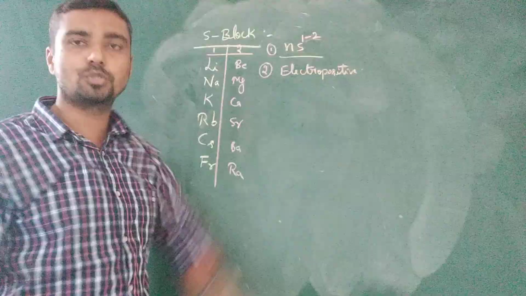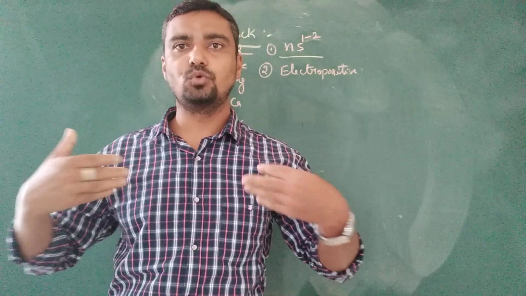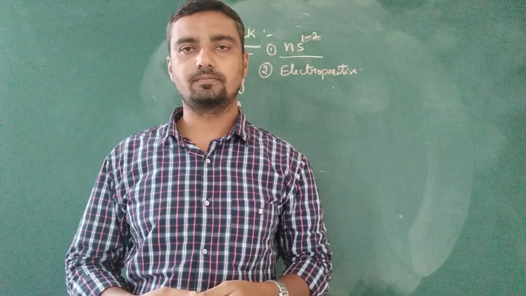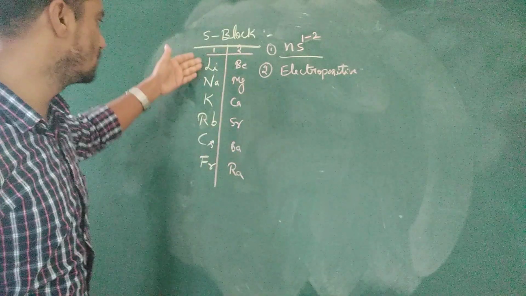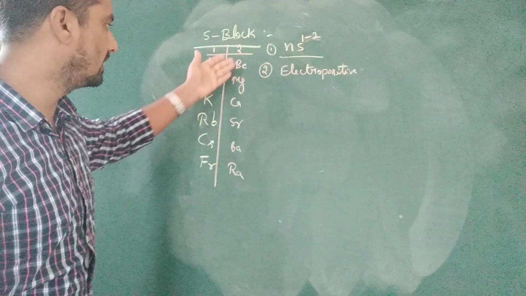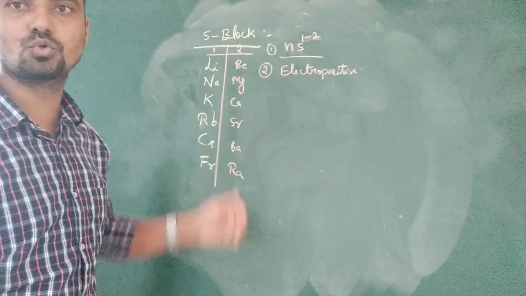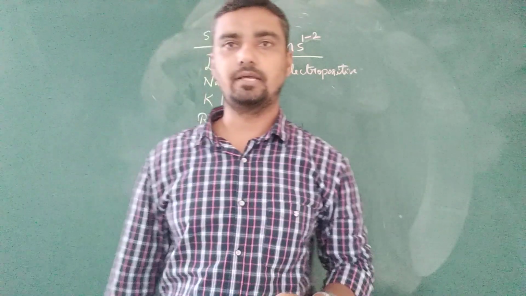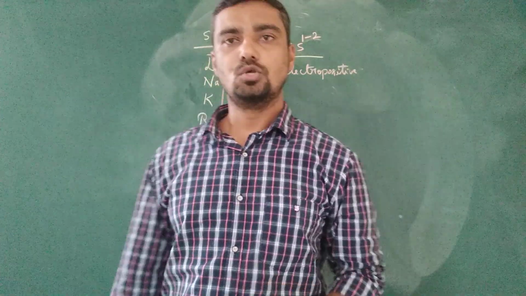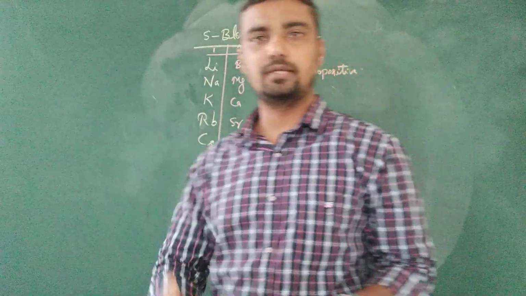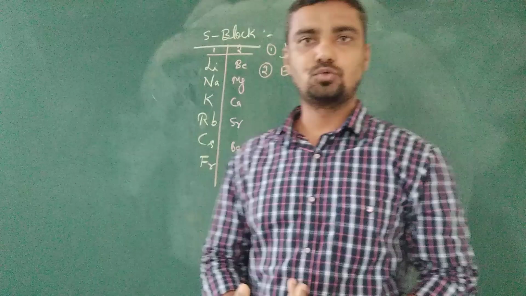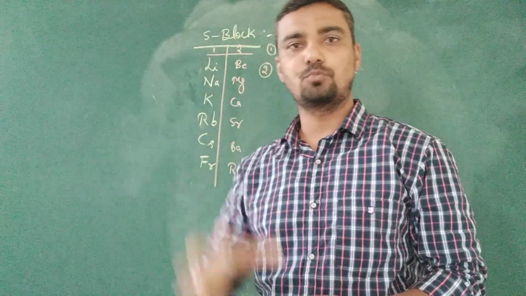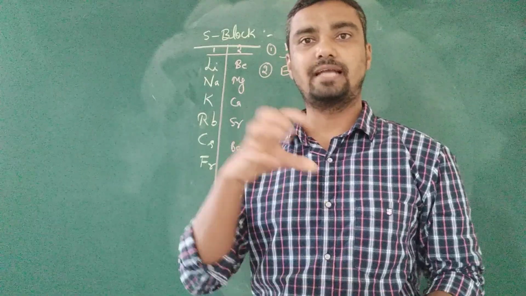That's why they are called electropositive elements: they have the tendency to lose electrons. Alkali metals lose 1 electron, so the valency is 1. Alkaline earth metals lose 2 electrons, so the valency is 2. They are electropositive and highly reactive elements. That's why sodium is stored in kerosene, because it reacts with atmospheric oxygen or moisture and catches fire.